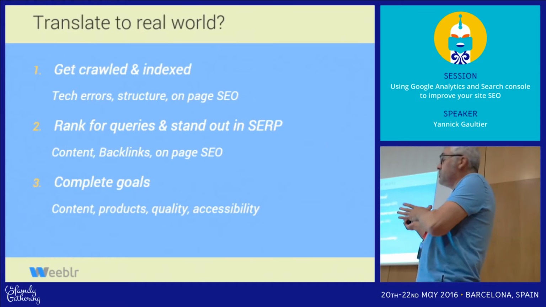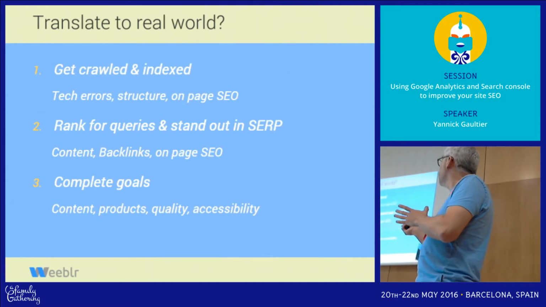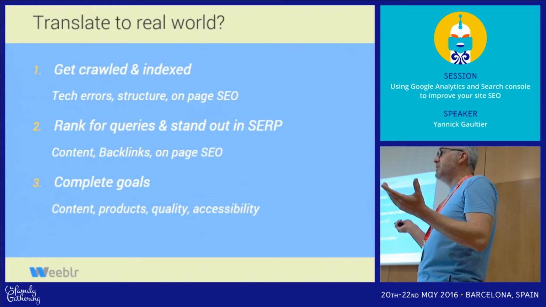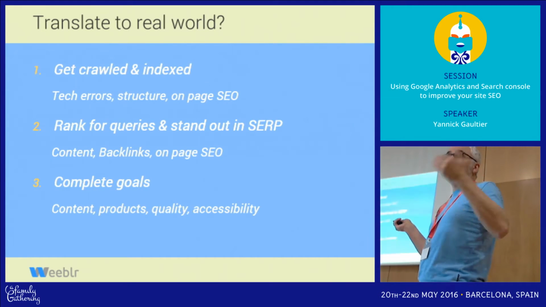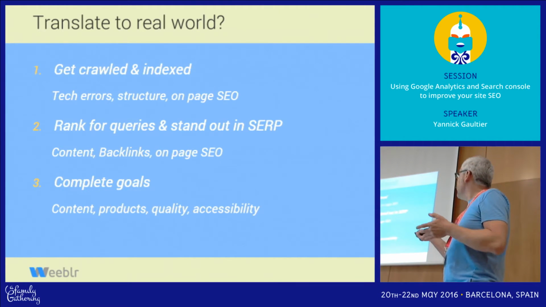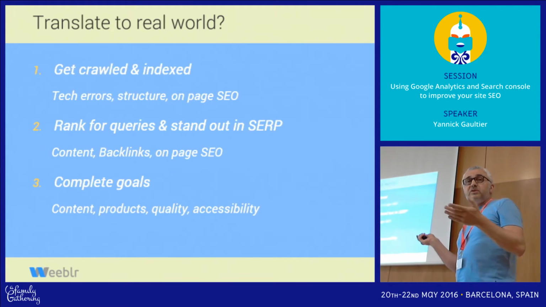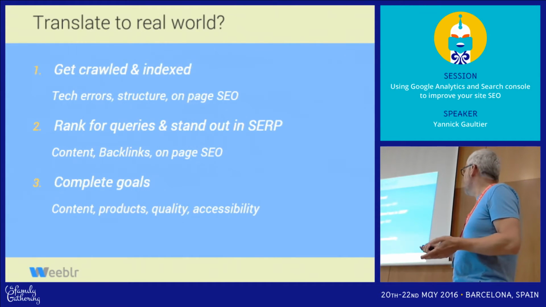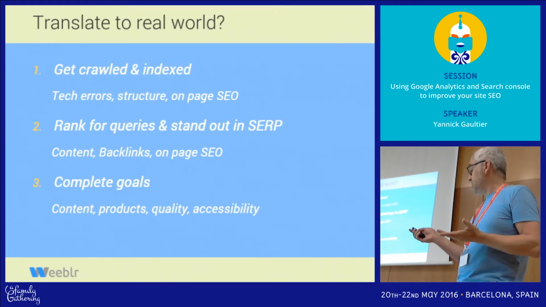And for each of those items, there are things you can do. To get crawled or to get better crawled and indexed, you might have technical errors on your site, things you can fix. The structure may not be correct. There are some SEO things you can do. To rank better, your content might be improved, you can have more backlinks, you can have better descriptions. There are things you can do as well, and the same for goals.